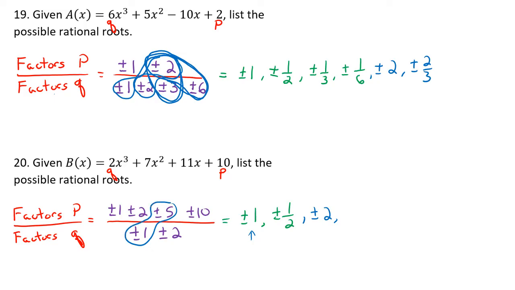5 divided by 1 is 5. 5 divided by 2 is 5 over 2. And then our last one, we got 10 divided by 1 is 10. 10 divided by 2 is 5. We've already got it, so we have our list of possible rational roots.